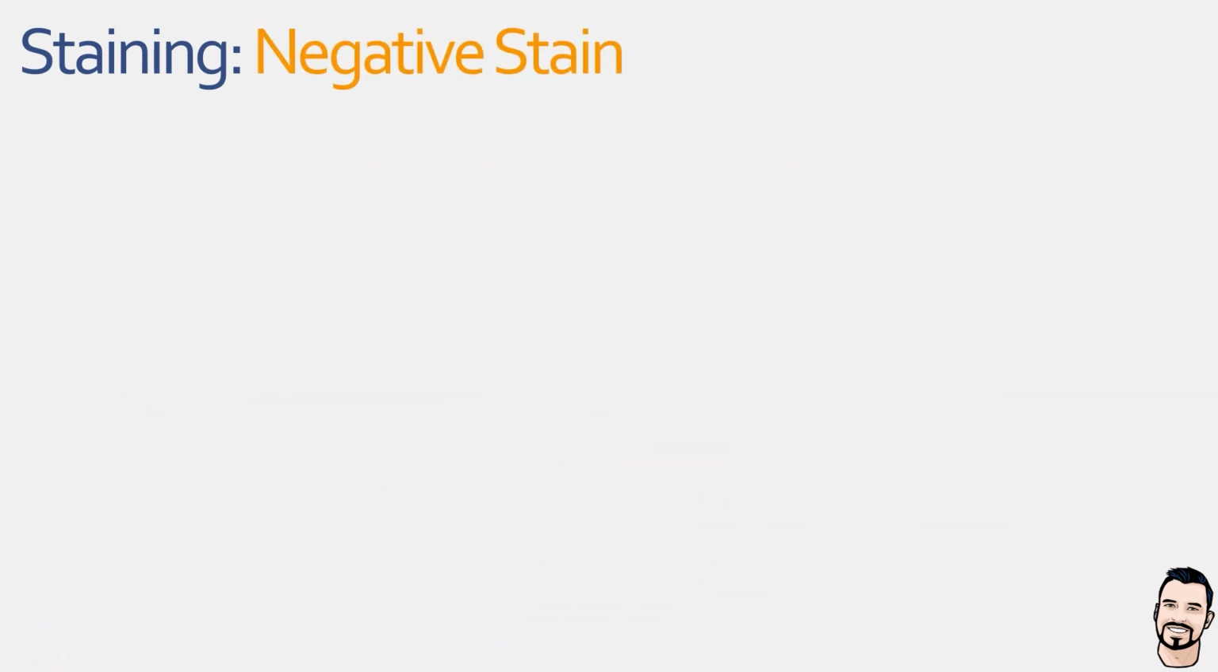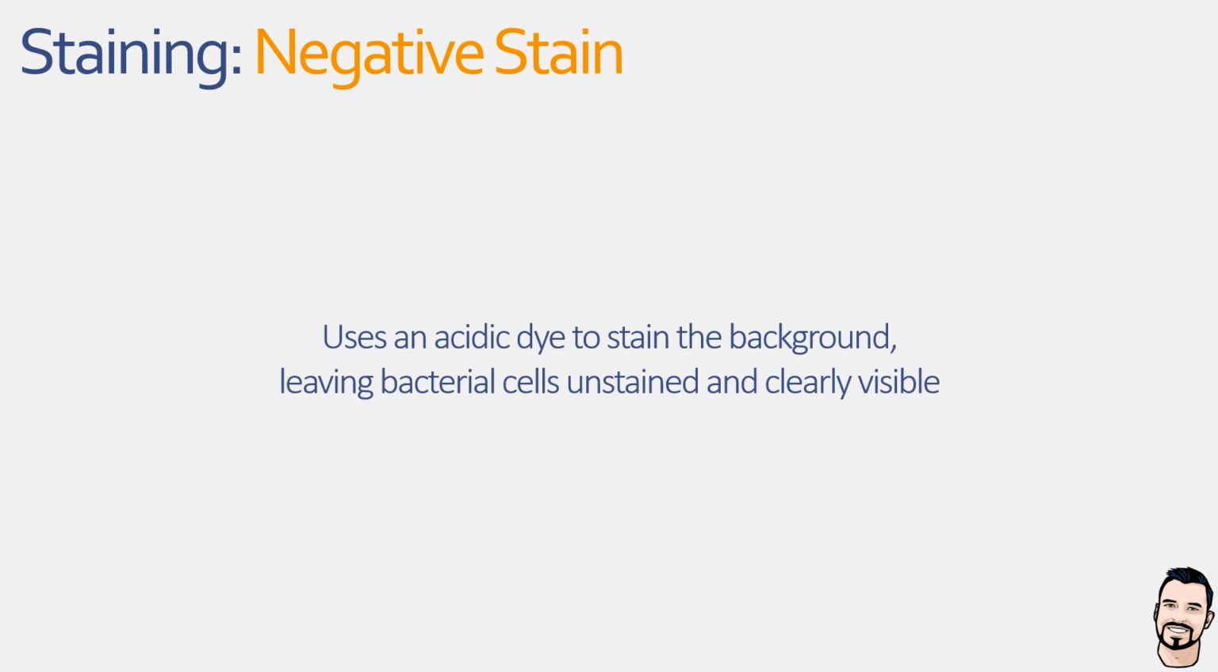And our final staining method is the negative stain, a technique that stains the background rather than the cells themselves. Now, this method uses an acidic dye such as India ink, which is repelled by the negatively charged bacterial cell surface, and as a result, the background appears dark while the cells remain unstained, creating enhanced contrast without penetrating the cell. Now, a common question is, why would we want to use a negative stain?